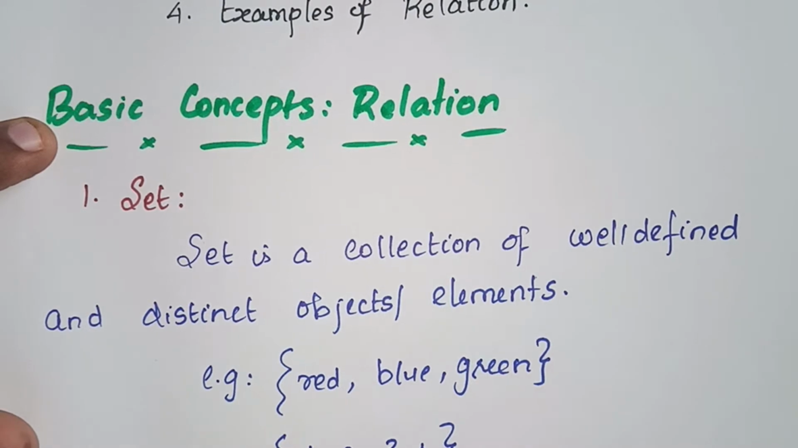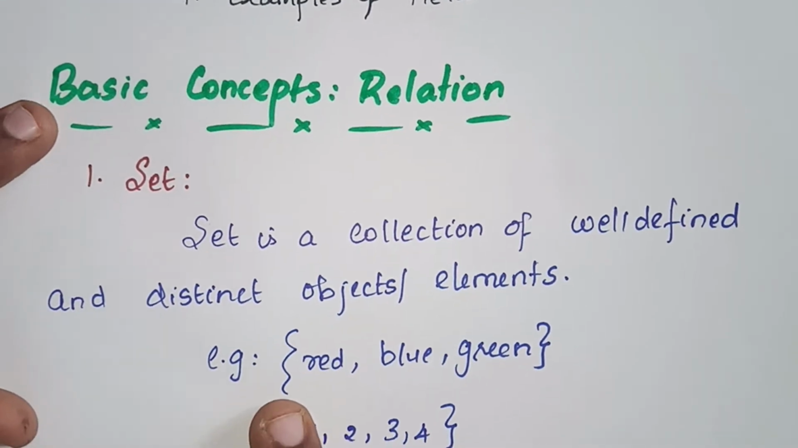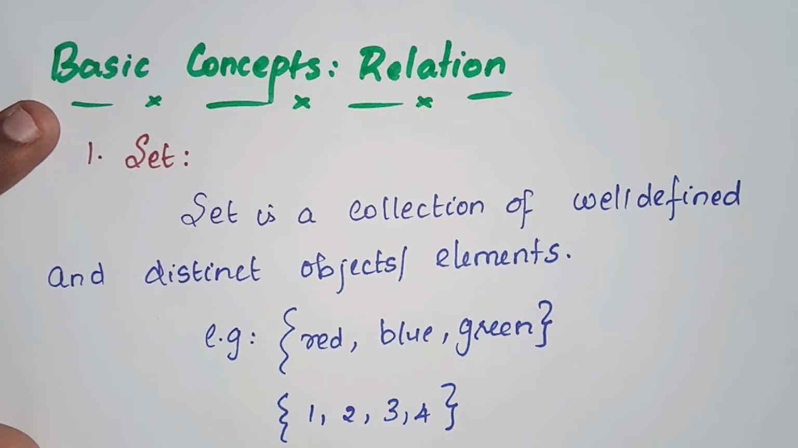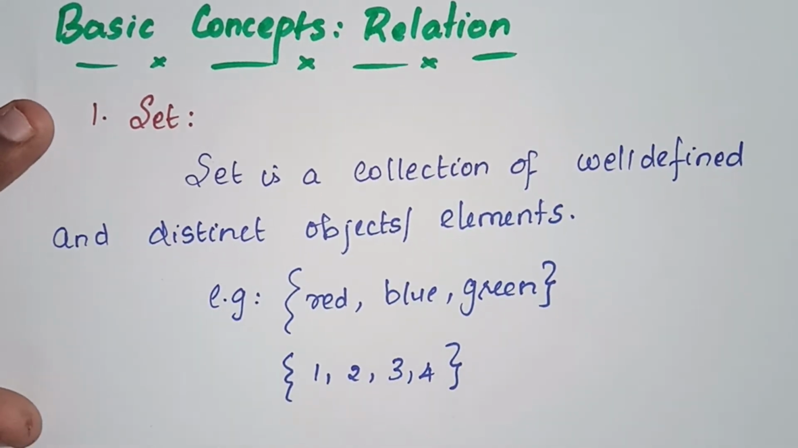First, what is meant by a set? A set is a collection of well-defined and distinct objects or elements. The elements may be anything. For example, this set contains the colors red, blue, green. So this is one type of set. Next, this set consists of the numbers 1, 2, 3 and 4. So a set is basically a collection of any elements.